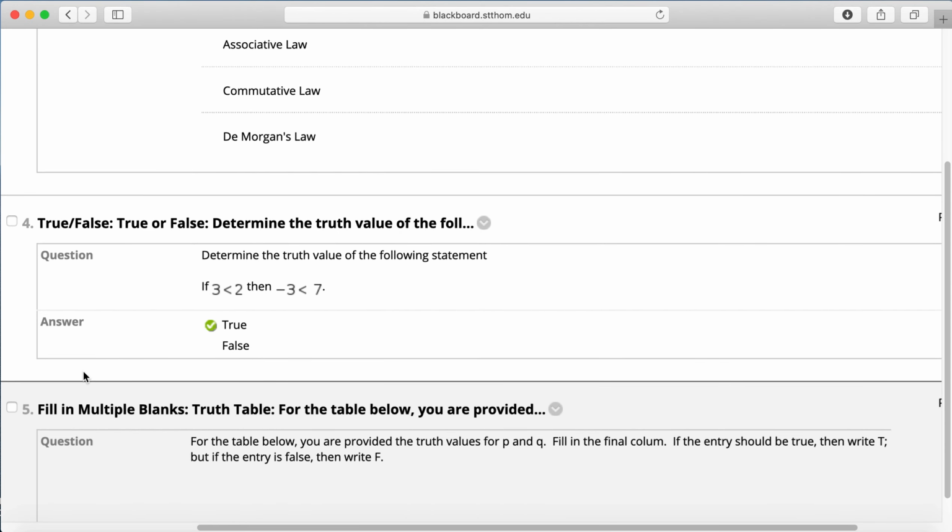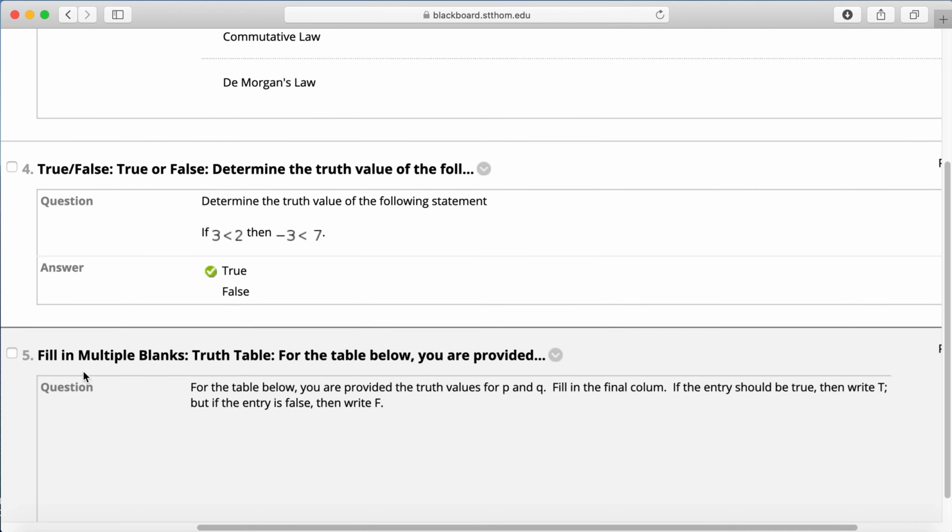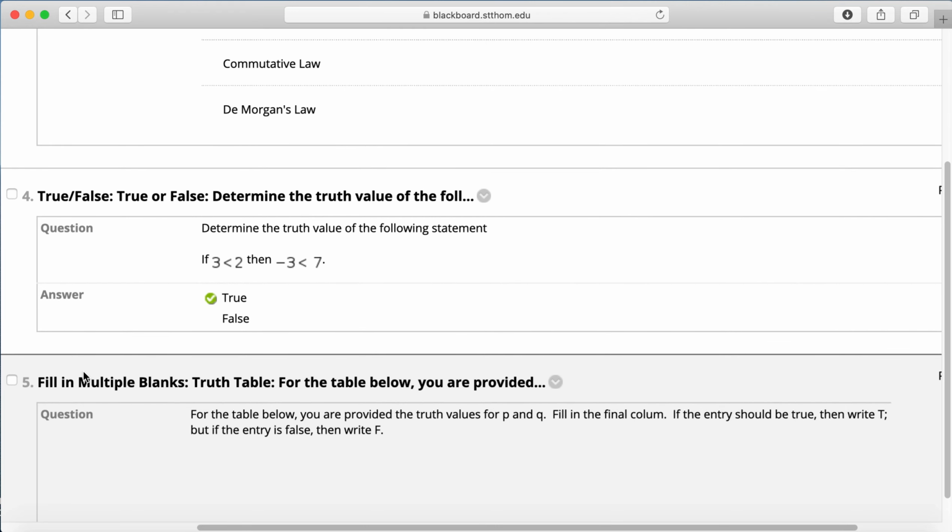Okay, so number 4, this is pretty straightforward. If 3 is less than 2, then -3 is less than 7. Okay, so this is very much true. If the first half of an if-then statement is false, the whole thing is true. So 3 is not less than 2, so the whole thing is true. Remember, the only time an if-then statement is false is if the first half is true and the second half is false.